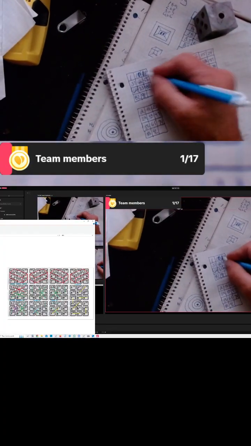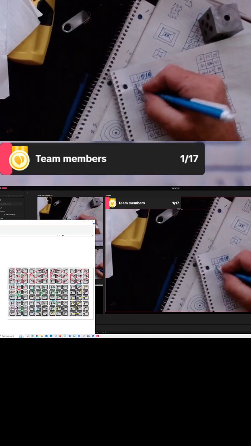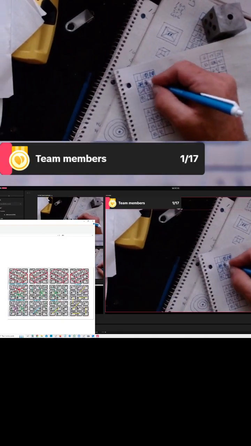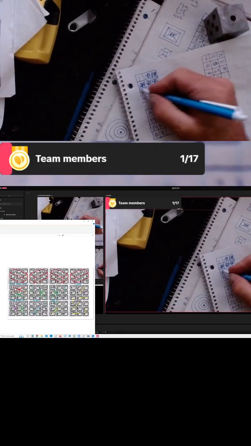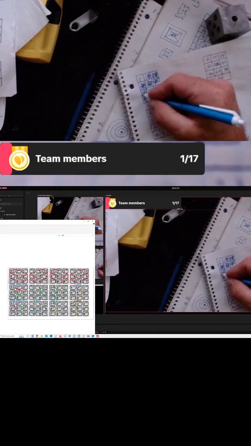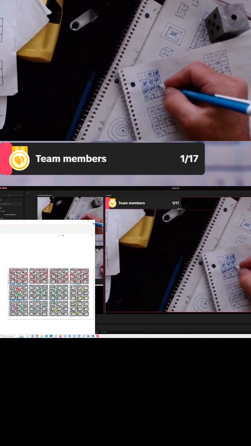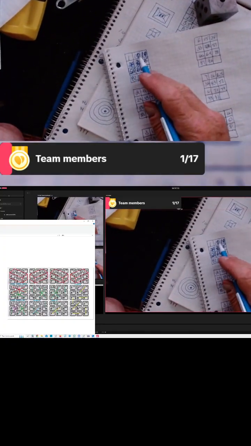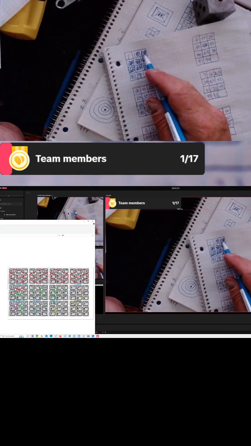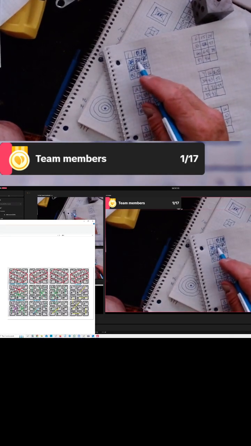1, 10, 19, 28, 37, 46, 55, 64, 73, 82. 1, 10. 1 plus 0 is 1. 1 plus 9 is 10. 2 plus 8 is 10. 3 plus 7 is 10.